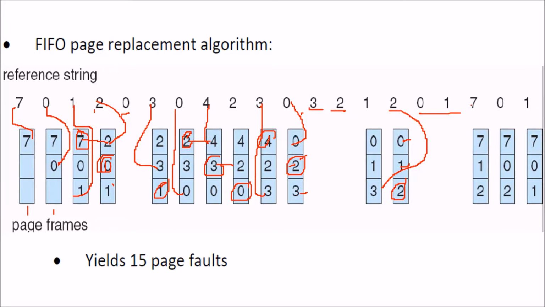7 will come. 7 will come here, so 0 has to be replaced. Now 0 has come. 0 has to replace 1. 1 has come. 1 has to replace this 2, because the oldest out of the 3 will be replaced. So there are 15 page faults.